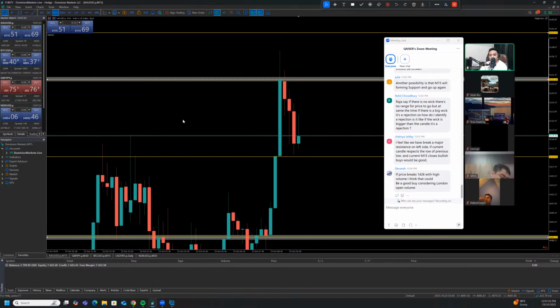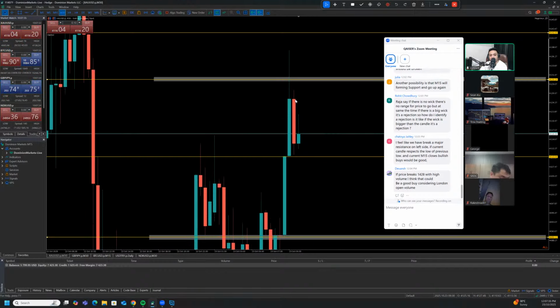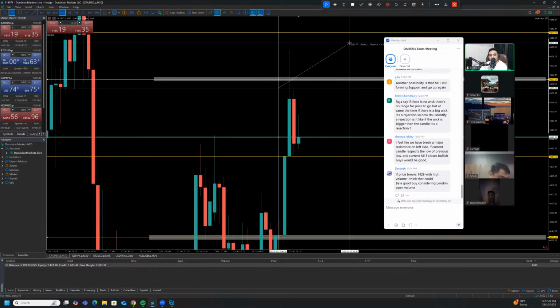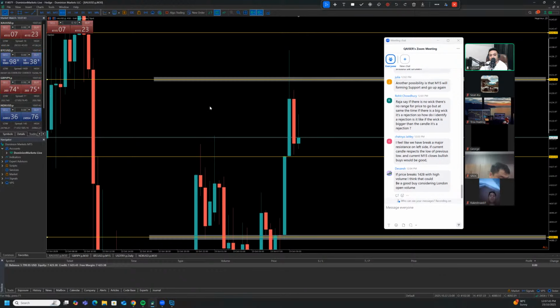I feel we break. Okay, if price breaks 1428 with high volume, I think that could be a good buy considering London open volume. Yeah, you know what? I'm also looking at this 30-minute time frame. If this current candle breaks above the previous 30-minute high, it also could be an impulse entry for the continuation. So we'll see.